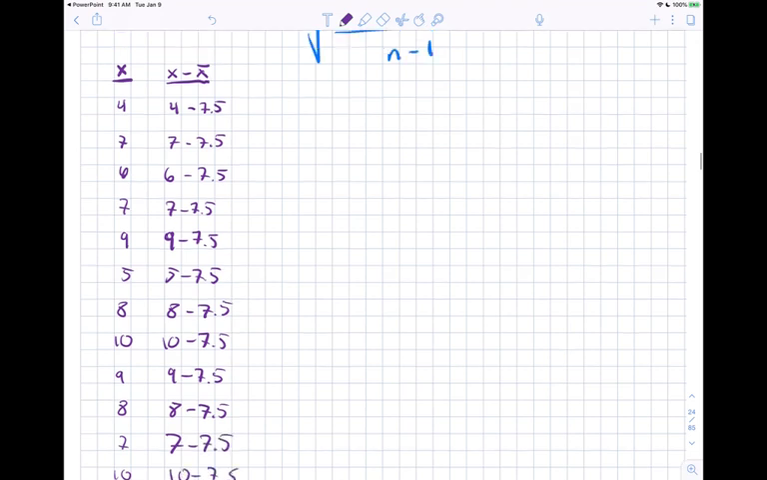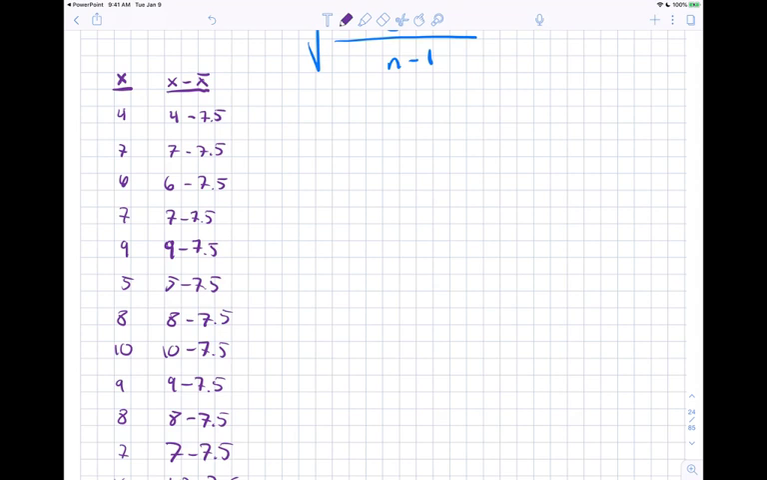So if we calculate those, this one's going to be negative 3.5, negative 0.5, negative 1.5, negative 0.5, not negative, 1.5 for this one, negative 2.5, 1.5. Sorry, that's not 1.5, that's just 0.5.